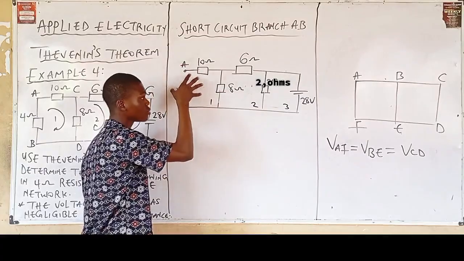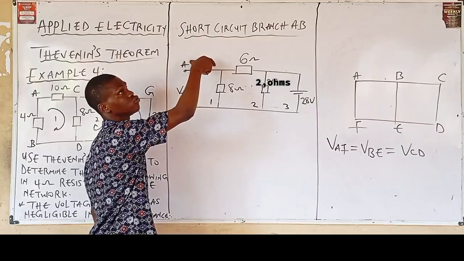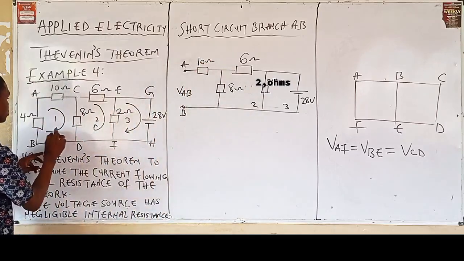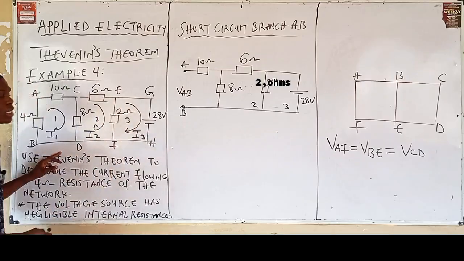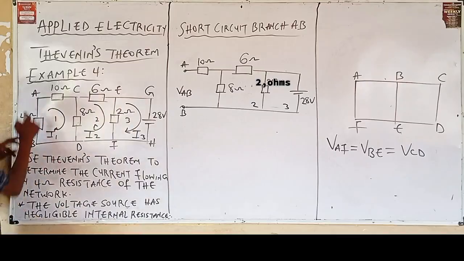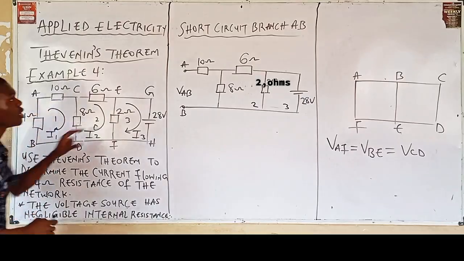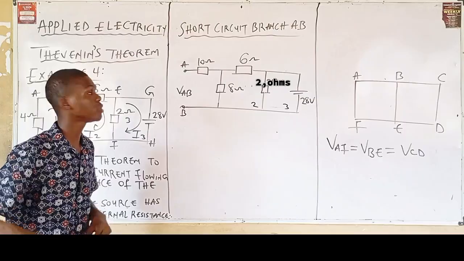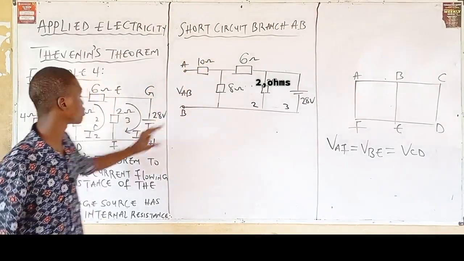Since we've short-circuited this branch, no current is flowing through the 10 ohm resistor. Say the current flowing through here is I1, say the current flowing through here is I2, and say the current flowing through here is I3. It is expected that I1 flows through the 4 ohm resistor and also through the 10 ohm resistor, right? But since you've short-circuited the 4 ohm resistor, this loop 1 becomes an open circuit. Current does not flow through an open circuit, meaning no current is flowing through the 10 ohm resistor, right? That's what you should take note of first when it comes to questions like this.